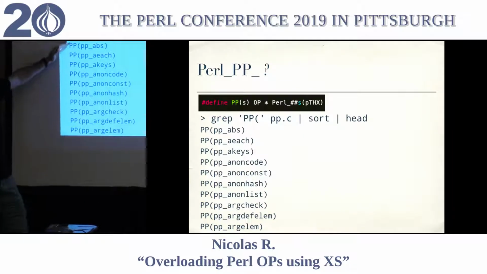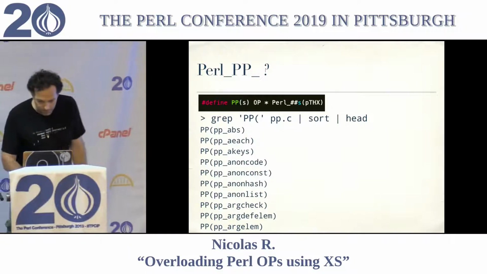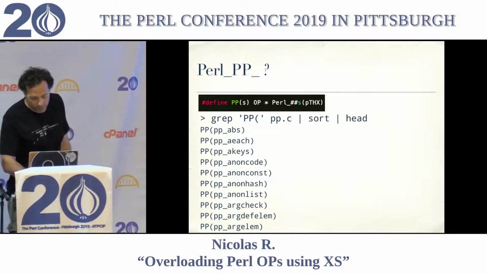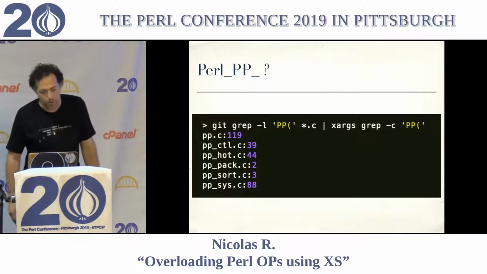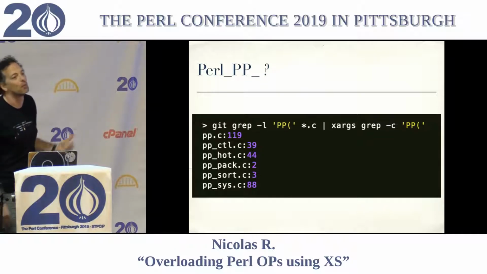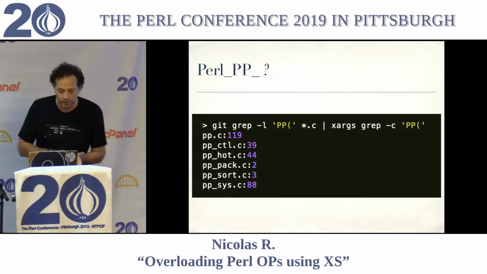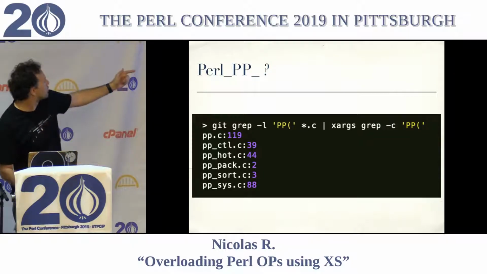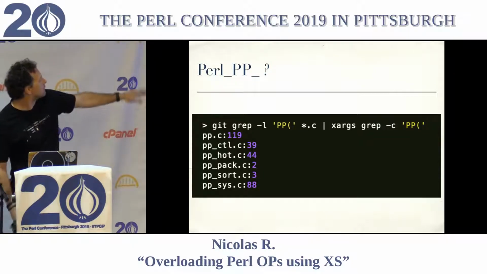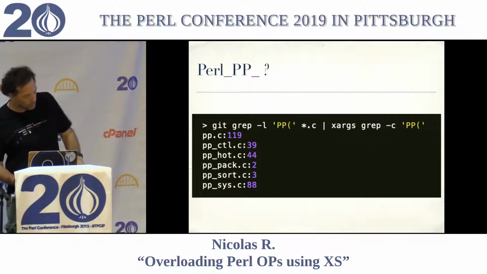Okay. So here I'm showing a few of them in pp.c where they are defined. But what you can see is that they are not only defined in pp.c. Some older C files define some different ops for different behaviors. So we also have pp_sys, pp_ot, and we're going to later focus on one of the pp_sys ones.